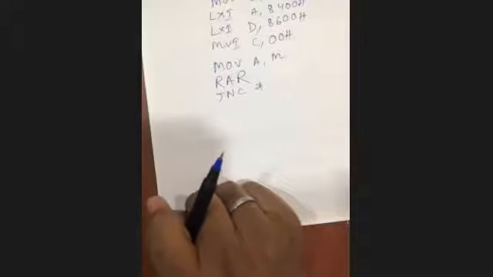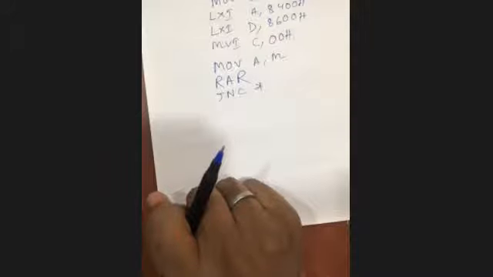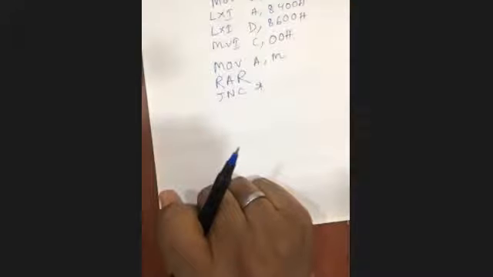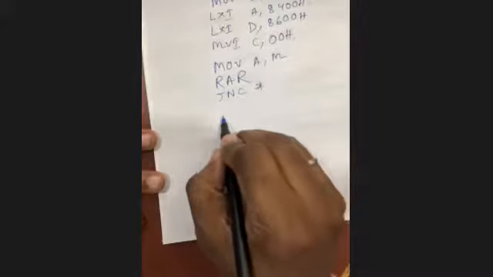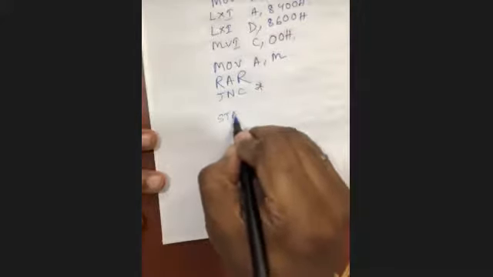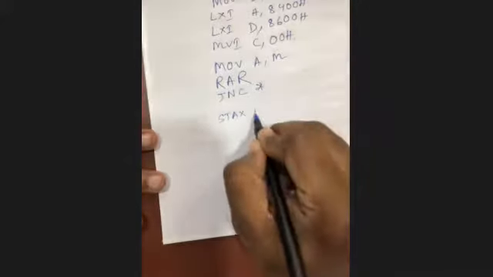Then we will do two things. First, move the content of the accumulator to 8600. Okay, first do it. How will it be done? STAX D. You should not write STA; I already clarified this for you. Okay, sir. STAX D.